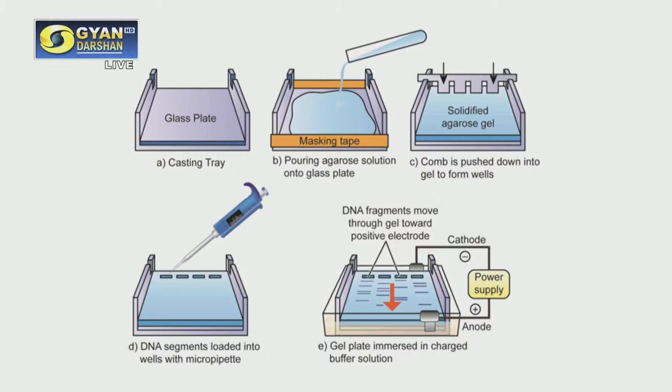I think I showed the same slide in my earlier session also. That is, you have a casting tray, that is glass plate. You pour the gel, agarose gel, allow it to solidify, and then put a comb to create the wells, and then you can load the DNA sample using the pipette man, which I already showed in the last session. And then you run the power supply. That is, the DNA will migrate from the negative to positive because DNA is negatively charged. And after the run is over, you have to stain the gel and visualize it under UV transilluminator.